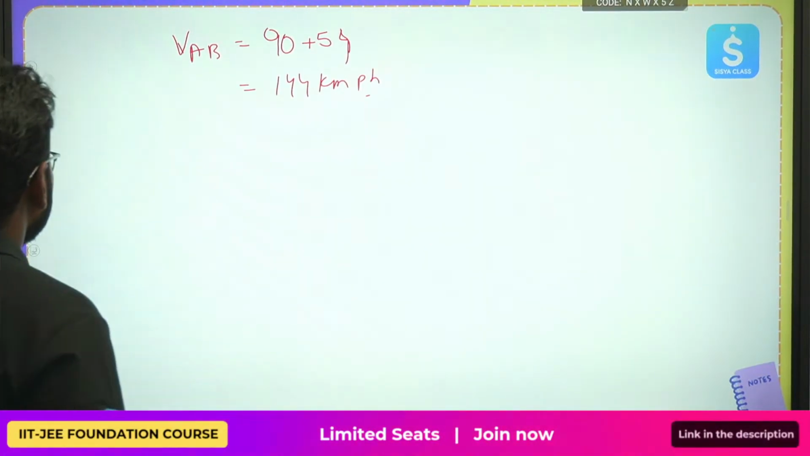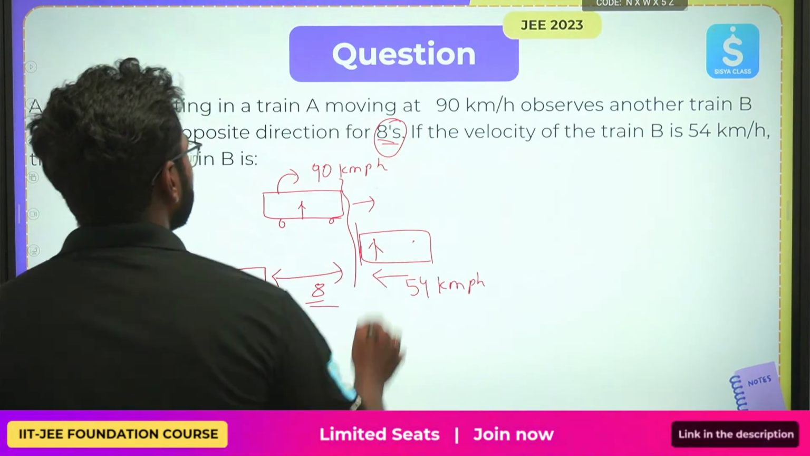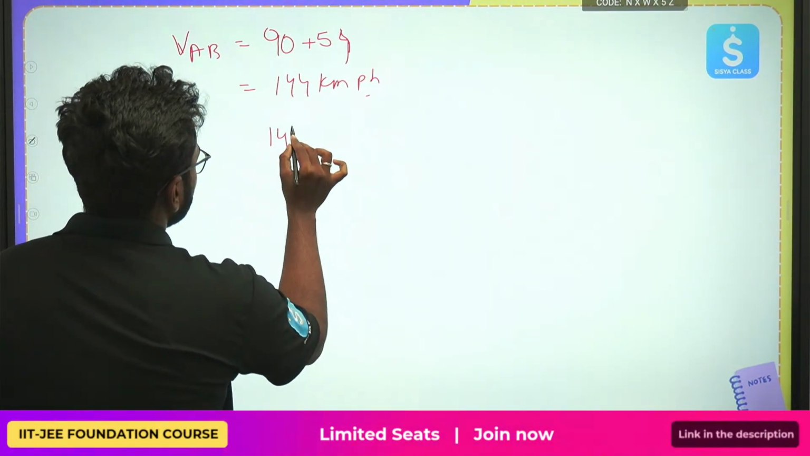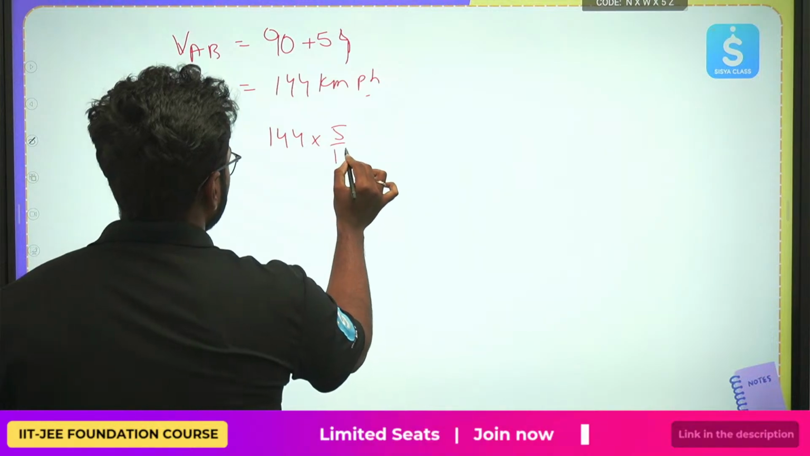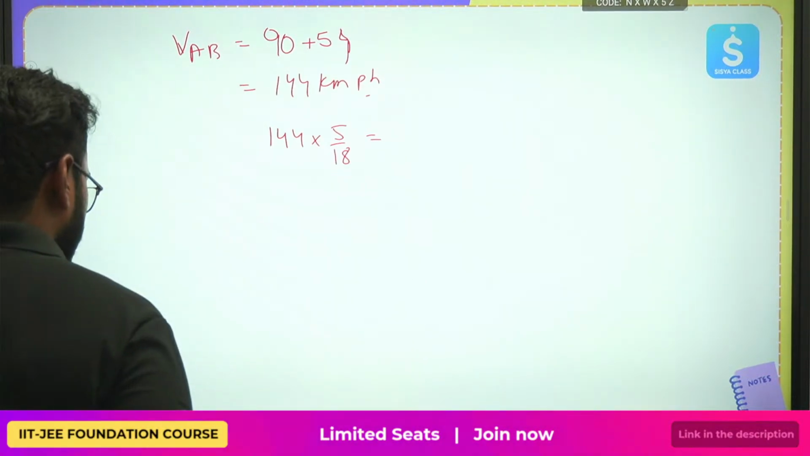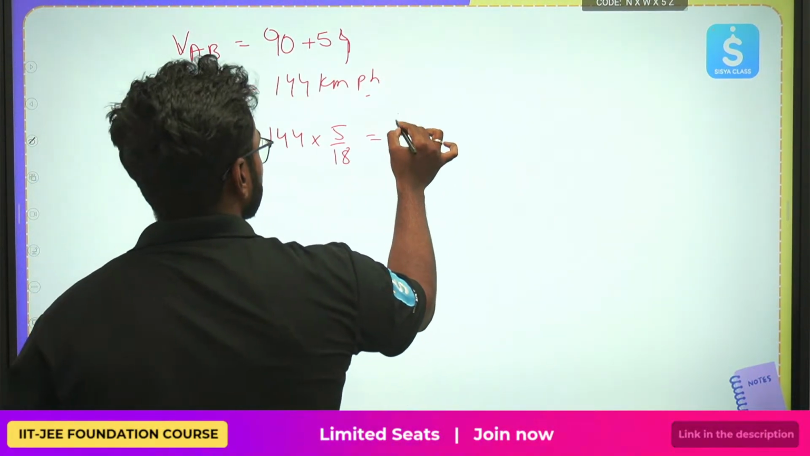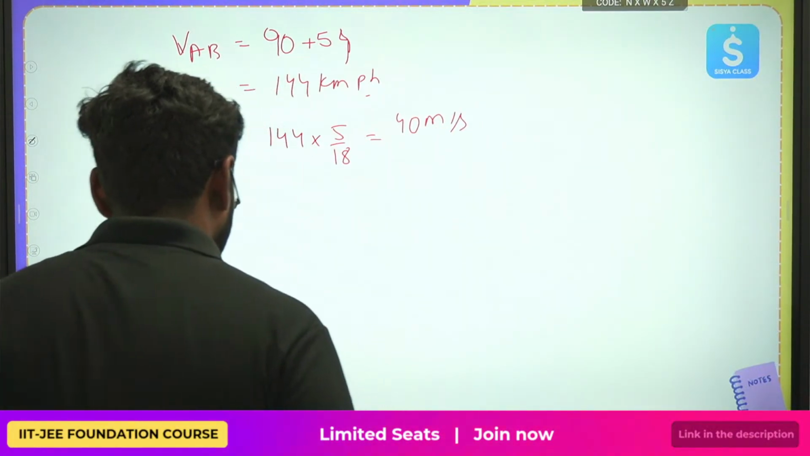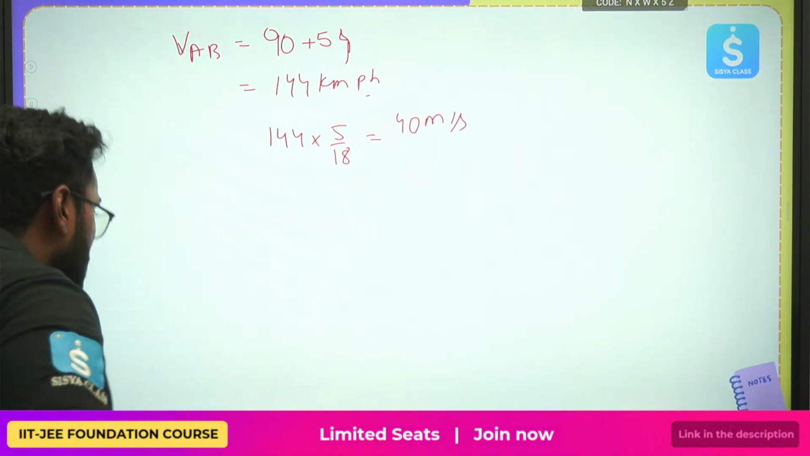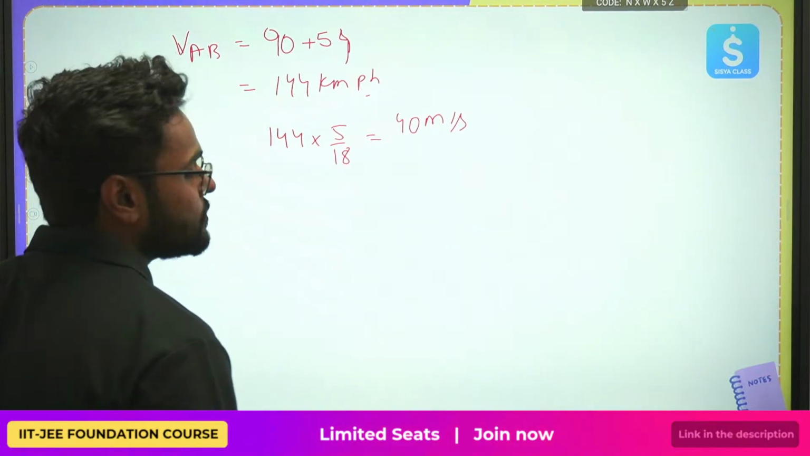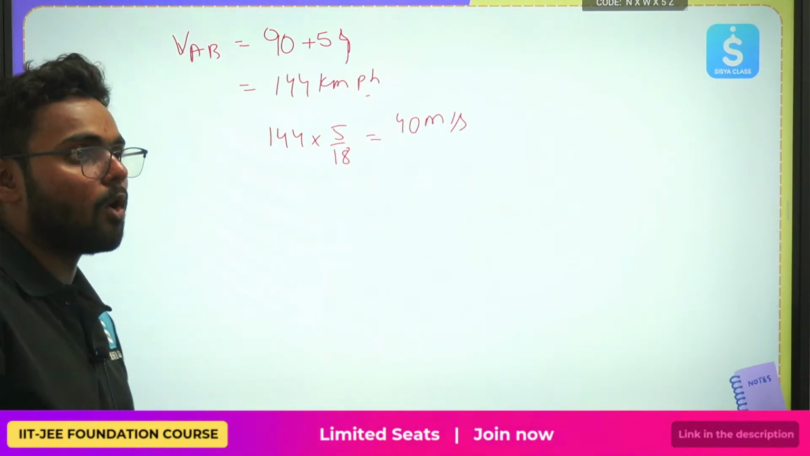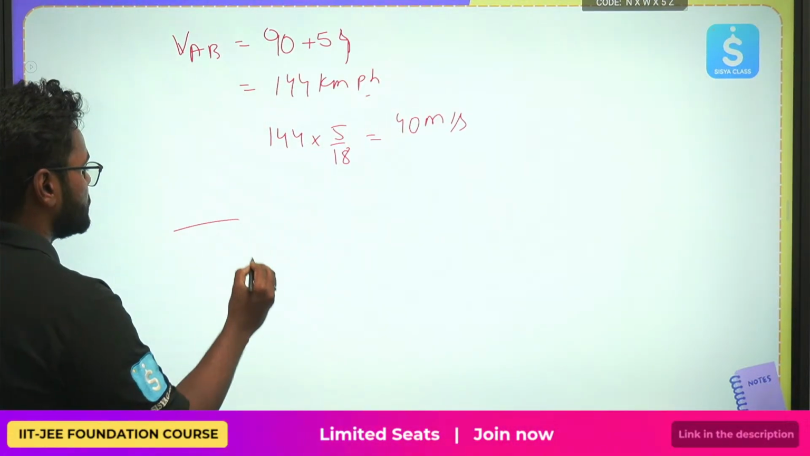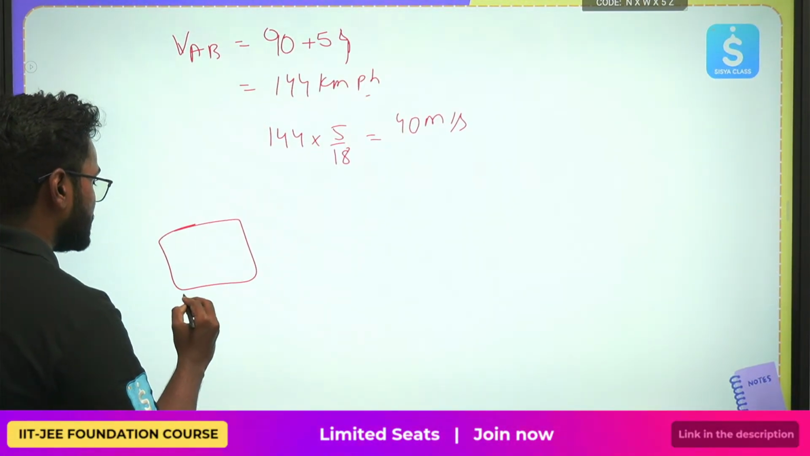Now, since the time is 8 seconds, I can easily convert this into meters per second. 144 into 5 upon 18, which is 40 meters per second. So the relative speed is 40 meters per second. Now he is watching the train for 8 seconds. Let me draw it again. Now we have the relative speed.